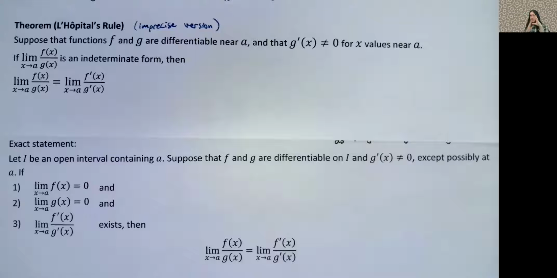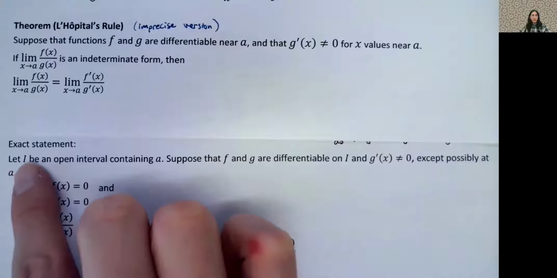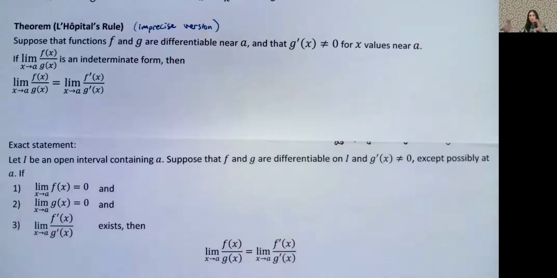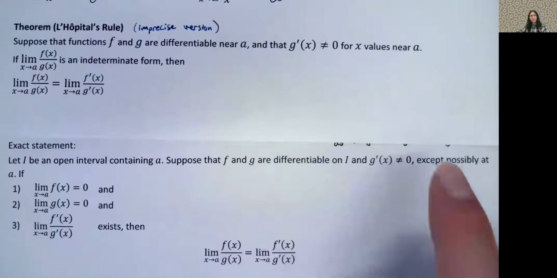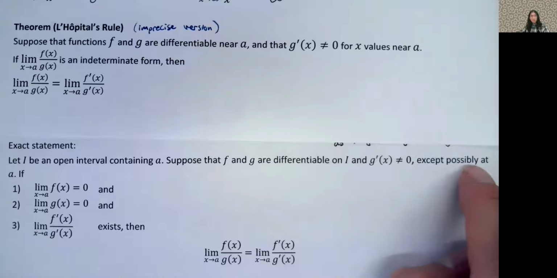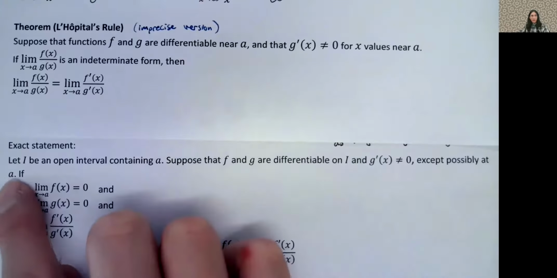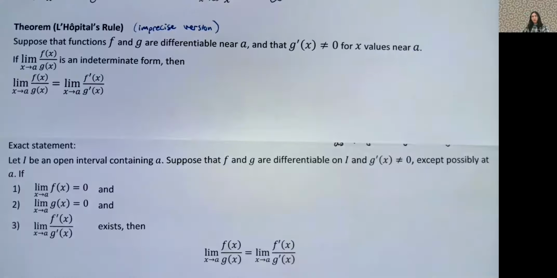So imagine a on your number line, and we're shrinking our interval until it's small enough that all this is true. Okay? So imagine we have I, an open interval containing a. Okay? a is in the middle, there's an open interval containing a. And everywhere in that open interval, f and g are differentiable, and the derivative of g is non-zero, except possibly, actually, we can allow this at a itself. So the value of the derivative there can be equal to 0, but nowhere else nearby.